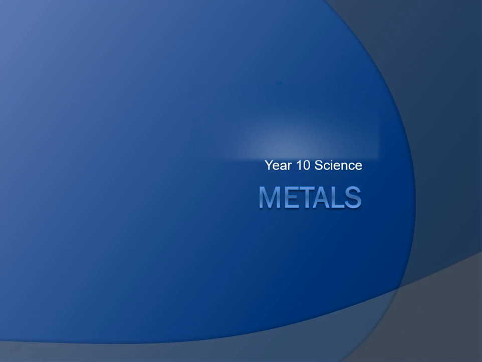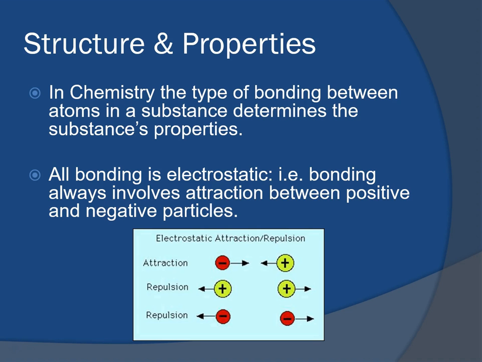Welcome back, and today we're going to be looking at metals, what type of bonding they undergo, and their properties. One of the reasons that we want to look at bonding in chemistry is because the bonding between atoms in a substance determines the substance's properties.